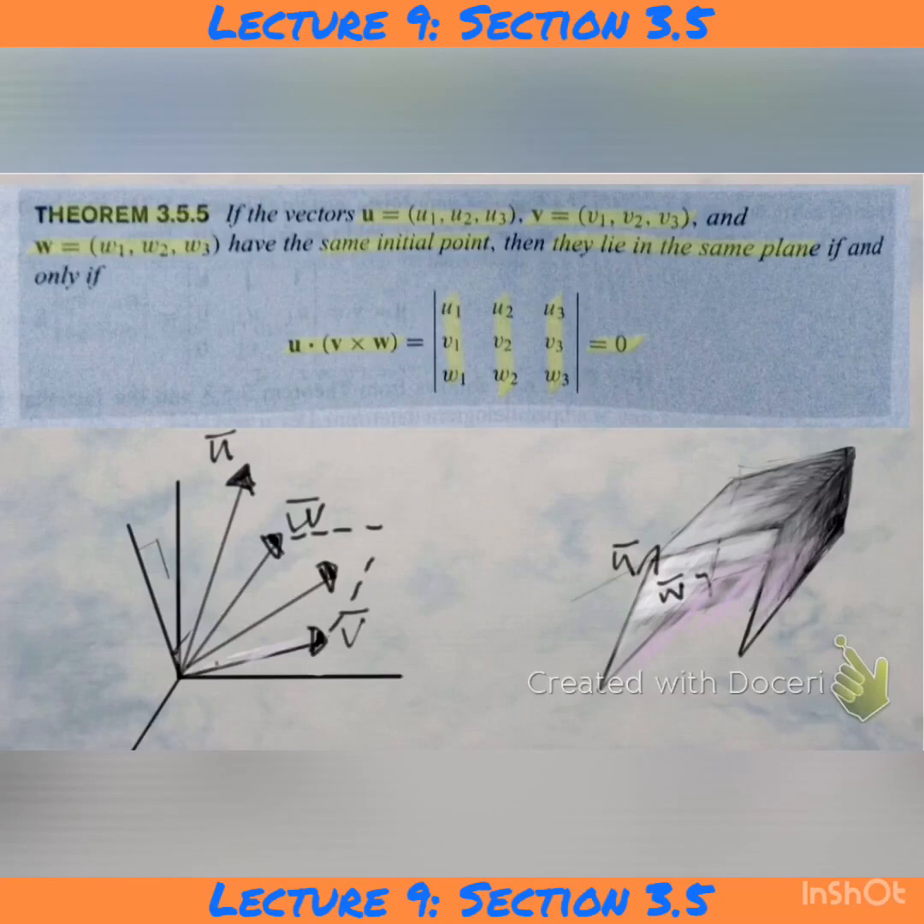So to find out whether 3 vectors lie in the same plane, it's equivalent to looking at the volume of the 3-dimensional parallelogram and when that is actually 0. And the only way they can lie in the same plane is when the 3-dimensional parallelogram has volume 0.